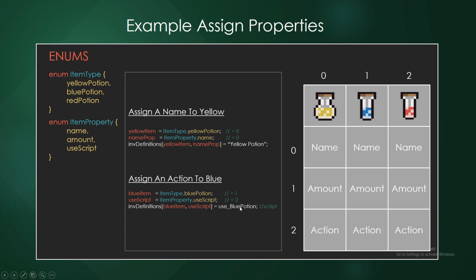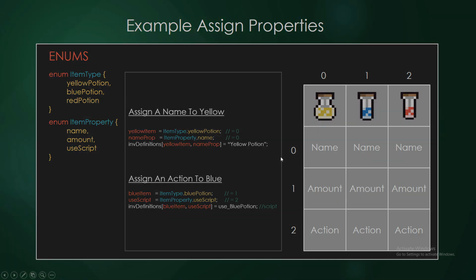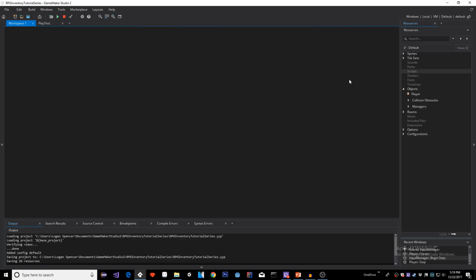I'm going to show you how to do this. It's pretty cool. You can just give it the name of a script, and then you can use script execute on this array here, and it will actually execute that script. So it's going to make it really easy for us. Okay, awesome. So let's get to programming.